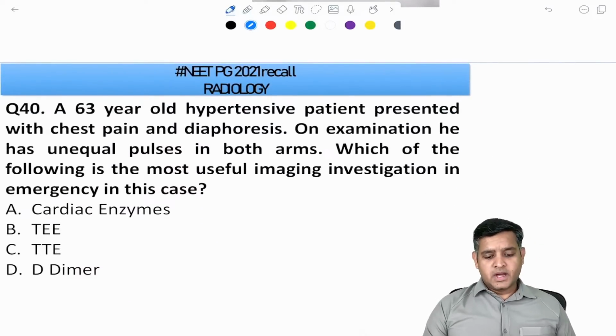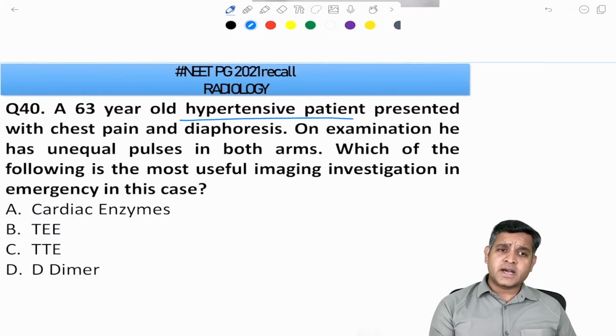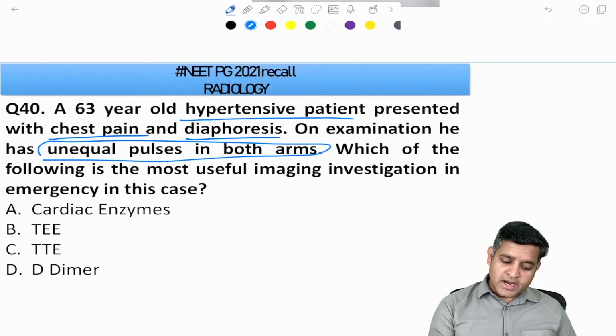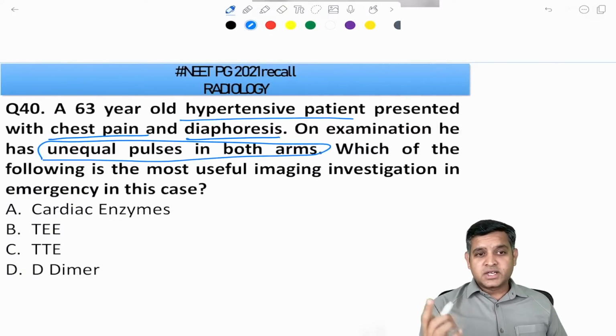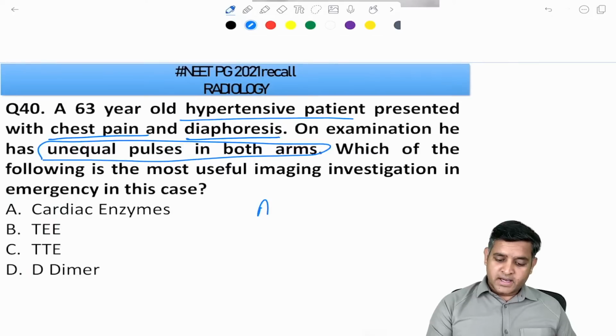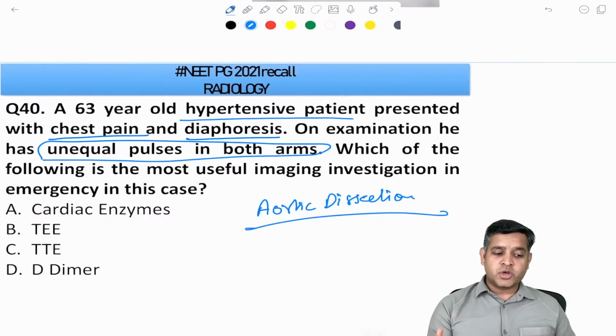Question number 40. A 63-year-old hypertensive patient presented with chest pain and diaphoresis. History is always extremely important. Hypertensive patient, chest pain and diaphoresis. On examination, he has unequal pulse in both the arms. What have we read in the classes? If there is a chest pain with unequal pulse, there is only one disease that should come to your mind, and that disease is aortic dissection, not acute MI.